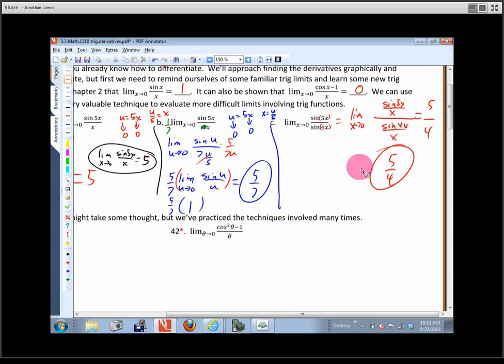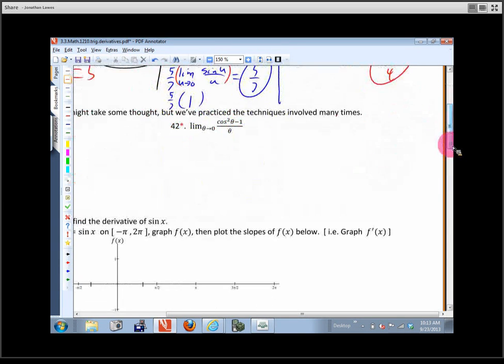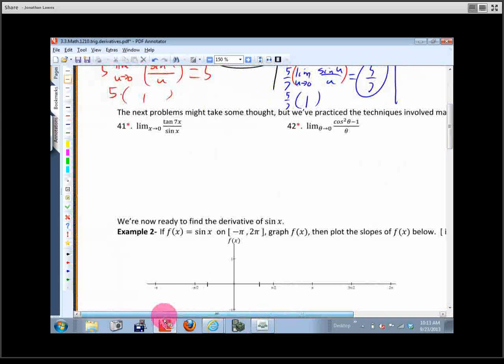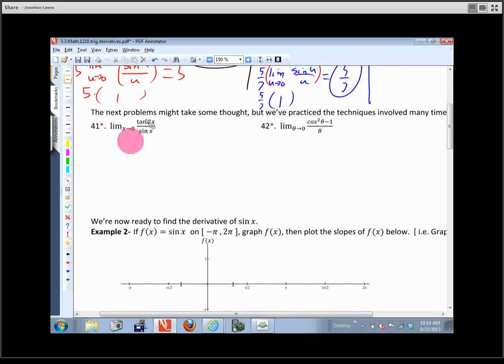Okay? Any questions? Okay. Two more, and then we're actually going to be finding derivatives of trig functions. Let's take a look at this one. I'm doing this first just as kind of an introduction. These types of problems are actually toward the end of your assignment. So for these next couple, we might have to think about them for just a second, but let's look at this one right here.